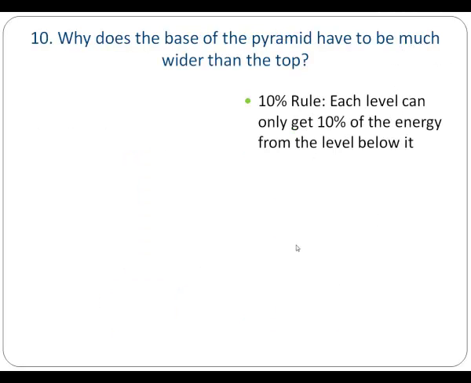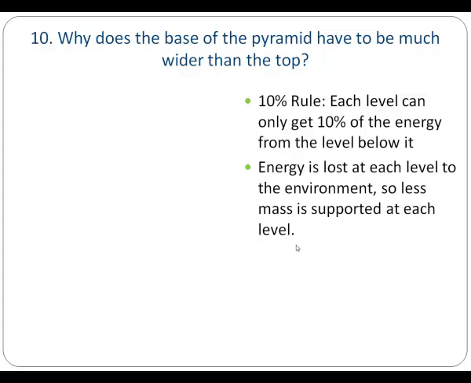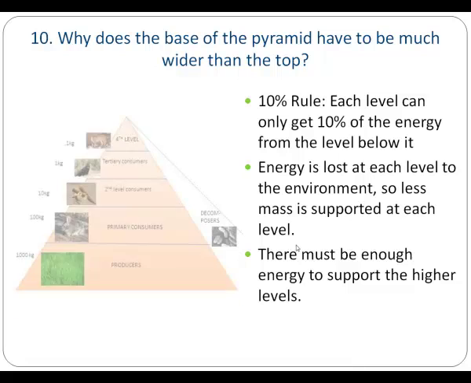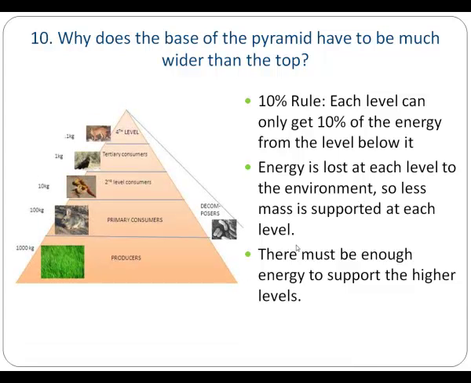Why does the base have to be so much wider than the top? So again, the 10% rule says that each level can only get 10% of the energy from the level below it. Energy is lost at each level to the environment, so less mass is supported at each level. There must be enough energy at the bottom to support the higher levels. So we always have producers as the most mass. So here we see we got 1,000 kilograms, 110. It goes up as we increase. So there'll be the most producers.